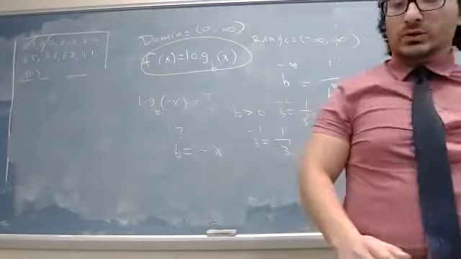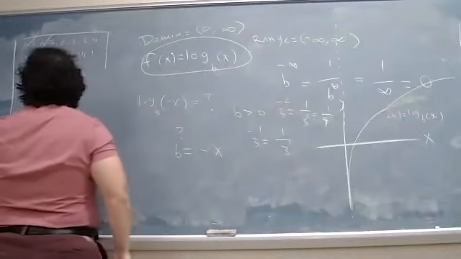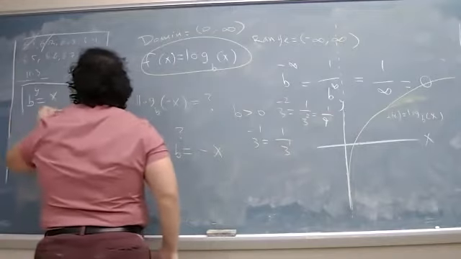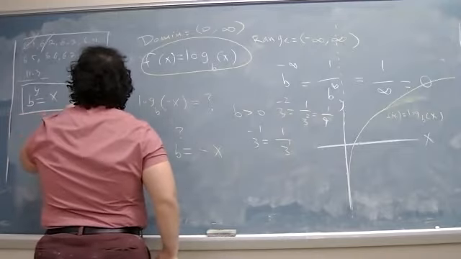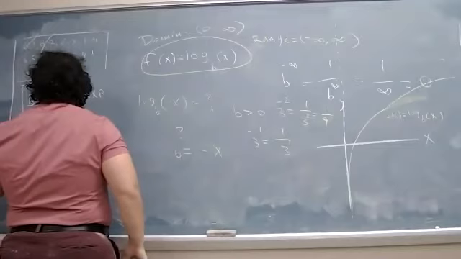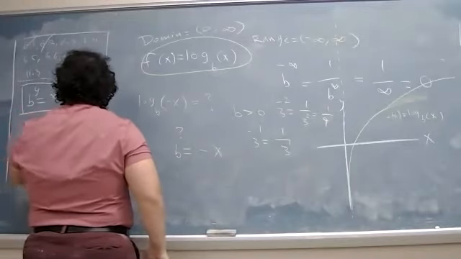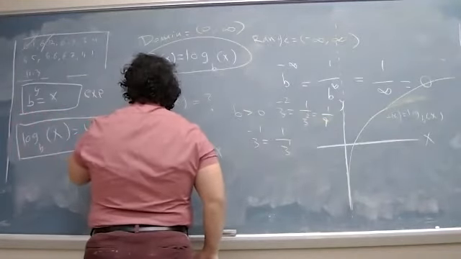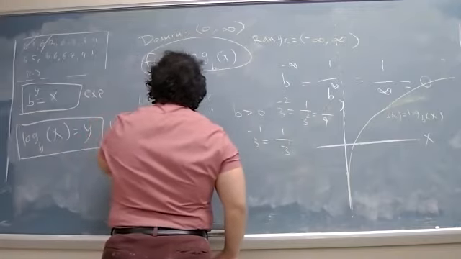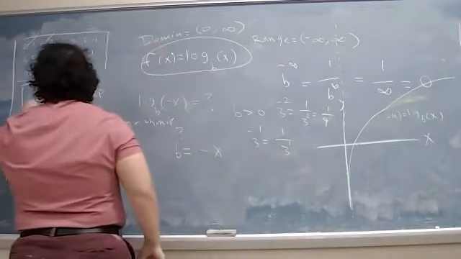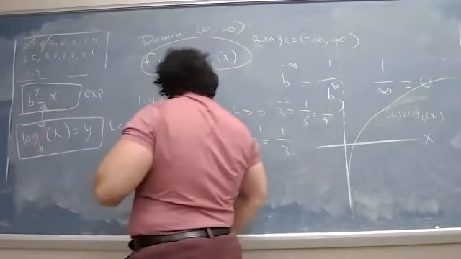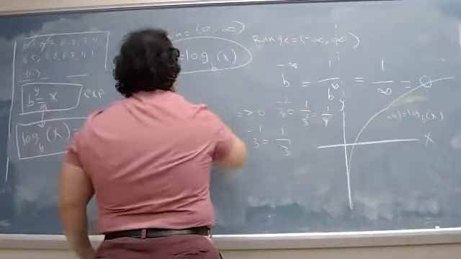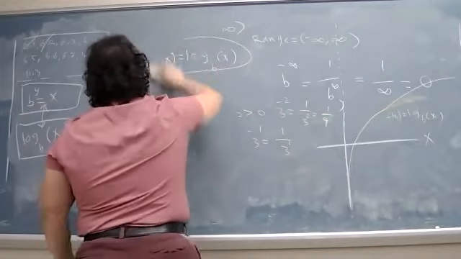Okay, so this, b raised to the y is equal to x, is called the exponential form of a logarithm. And this, log base b of x is equal to y, is called the logarithmic version. These two are equivalent. They're just two different faces of the same coin. I showed that to you, haven't I? Need I show it to you again?